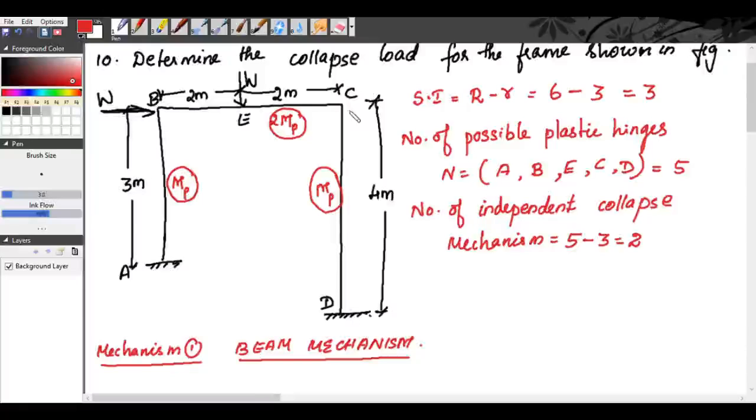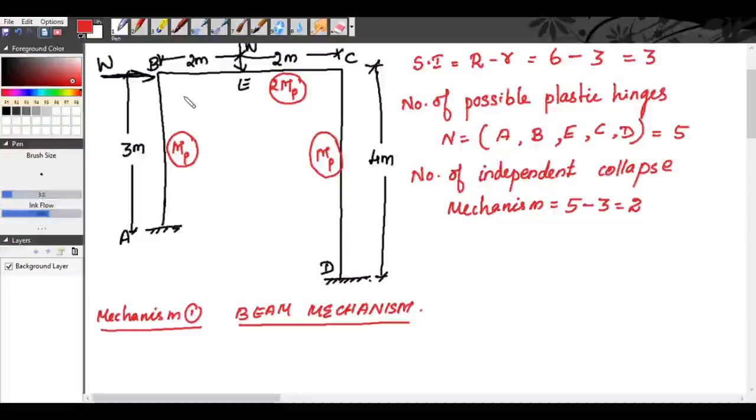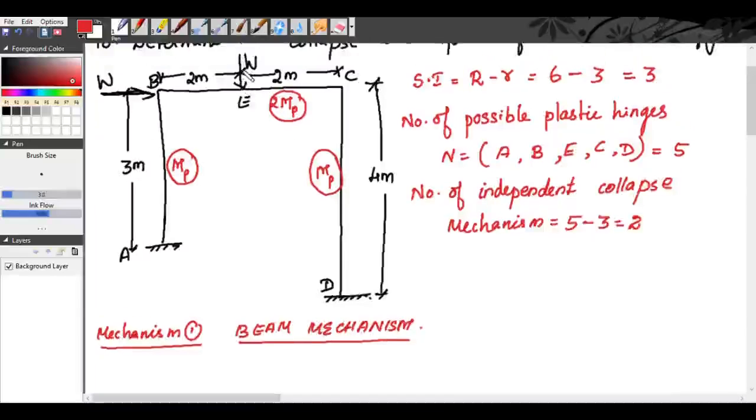So we will have 3 plastic hinges. And see the plastic moment, if there are plastic hinges, there will be a plastic moment at the hinges, right? So at E, your plastic moment will be 2 MP. At B, you have to take the lowest of the beam and the column. So at B, the plastic moment will be MP. And at C, the plastic moment will be equal to MP, because you have to take the lowest of the plastic moment of this beam and this column. Then there is a concentrated load of W acting at E. The span length BE is 2 meter and EC is 2 meter.